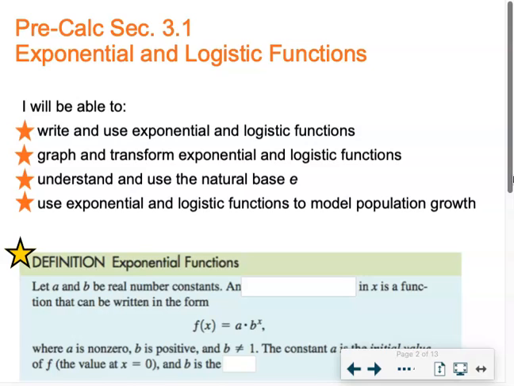We won't be talking about the logistic today. Graph and transform exponential and logistic functions. Again, we're going to keep that to exponential for today. Hopefully, we'll get to the point where we're talking about the natural base e, Euler's number, and then use exponential and logistic functions to model population growth. That is going to have to wait.